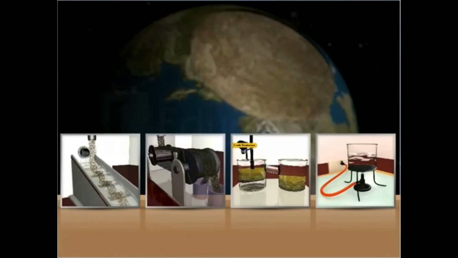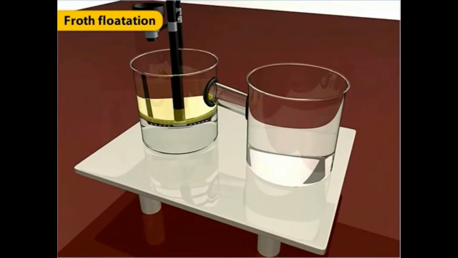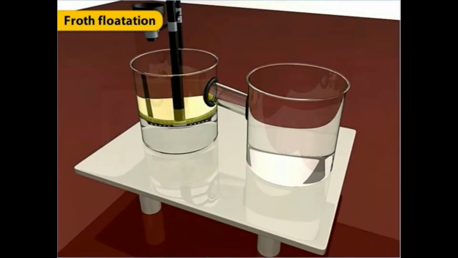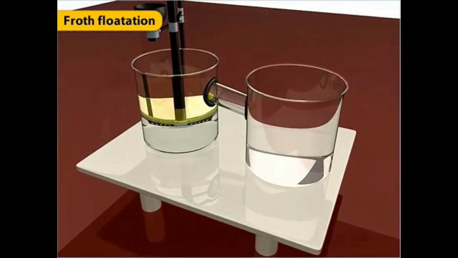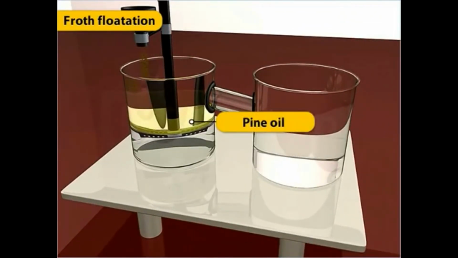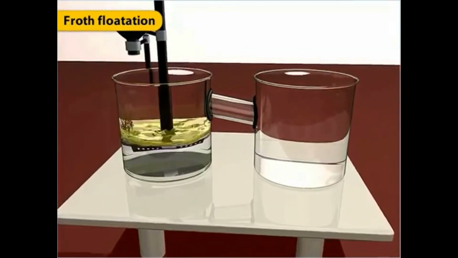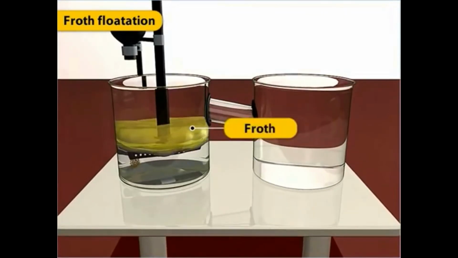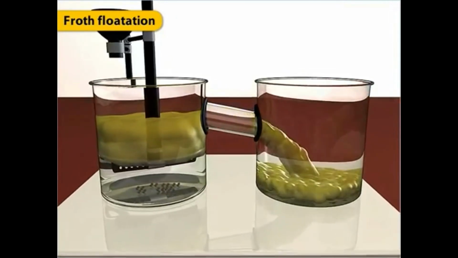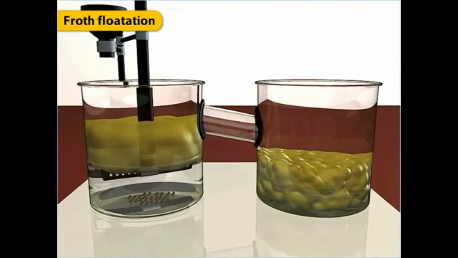The next method used for concentration of ore is the froth flotation method, which is based on the difference in the wetting properties of the ore and the gangue particles. The froth flotation method is used exclusively for sulfide ores, where the ore particles are wetted by oil while the gangue particles are wetted by water. The powdered ore is mixed with water and a small amount of pine oil. The mixture is agitated by blowing compressed air through it. The oil forms froth with the air. The froth rises to the surface containing the ore particles, while the gangue particles settle down in water. The froth is then collected in another container where it is washed and dried to obtain the concentrated ore.